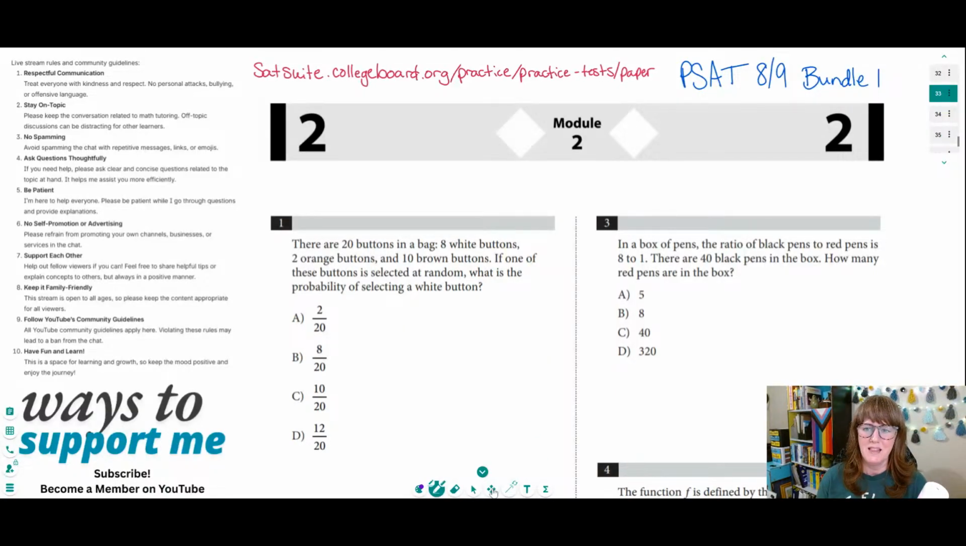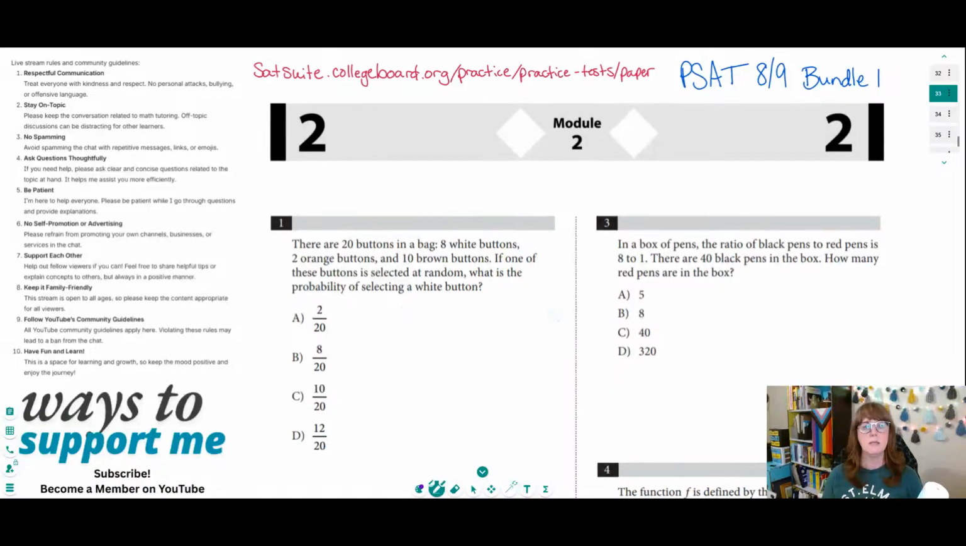All right. Let's go ahead and start in on this first problem. So we've got, and please feel free to say hello in the chat if you're here. There are 20 buttons in a bag, 8 white buttons, 2 orange buttons, and 10 brown buttons. If one of these buttons is selected at random, what is the probability of selecting a white button?